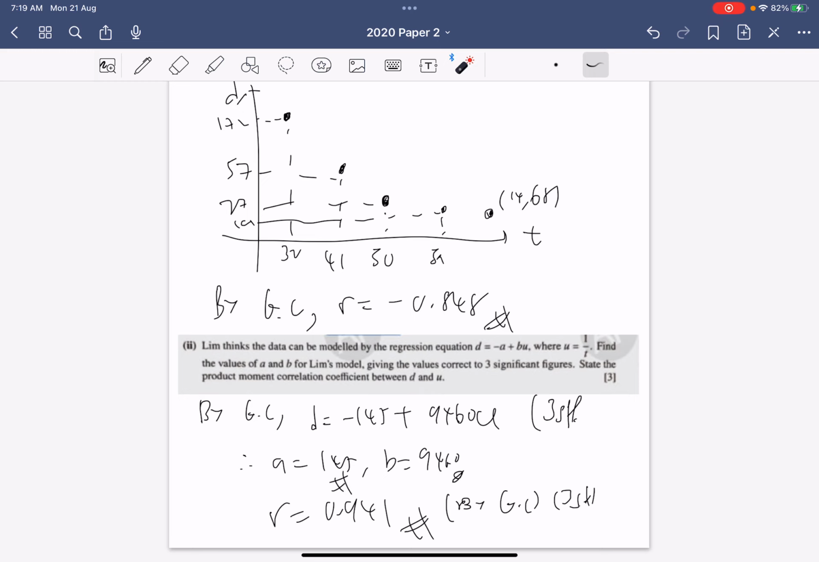Now, Lim thinks that it can be modeled by the regression model D equals minus A plus BU, where U is 1 over T. And with that, we use the GC and we get D equals to this value. So A is minus 145 and B is 94603 (3 s.f.). And now the product moment correlation is 0.941. So when it comes to regression questions, you just need to use the GC and be familiarized with the functions that the GC can provide.